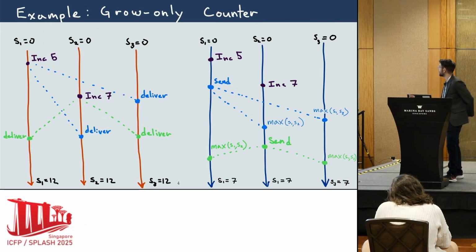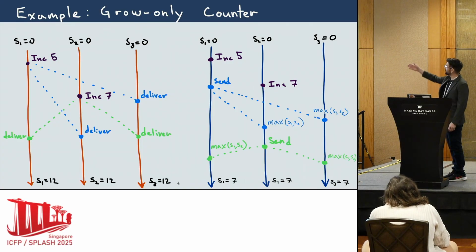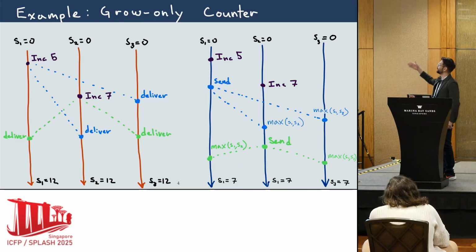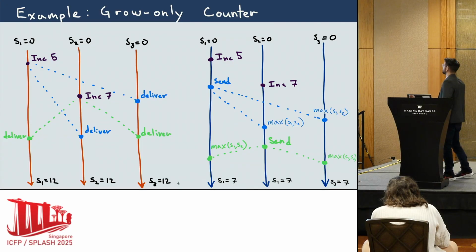Here's just a little example. On the left here, we have the op-based CRDT. The example, by the way, is a grow-only counter. So our state space is just the integers. On the left, we have an update, increment 5, at replica 1. It propagates that update to the other two replicas. And then replica 2 increments by 7, and then also propagates those. Those updates get executed. And then at the end, each replica has a state of 12.